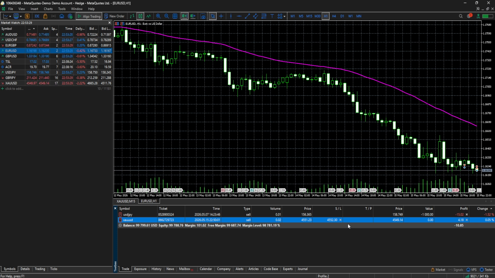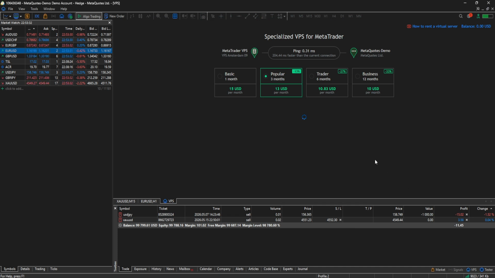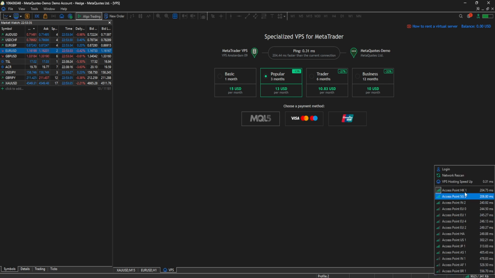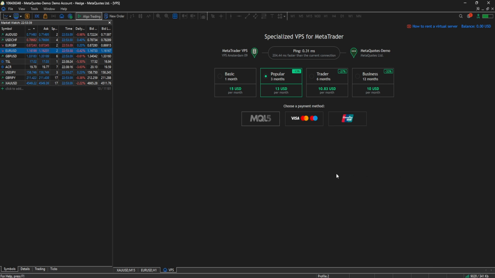Finally, consider using a VPS. Installing MT5 on a reliable VPS and keeping it running 24/7 provides more stable connectivity and is especially helpful if you use expert advisors or trade during news and overnight sessions. That's it. You're ready to trade responsibly on MetaTrader 5 with your prop account.